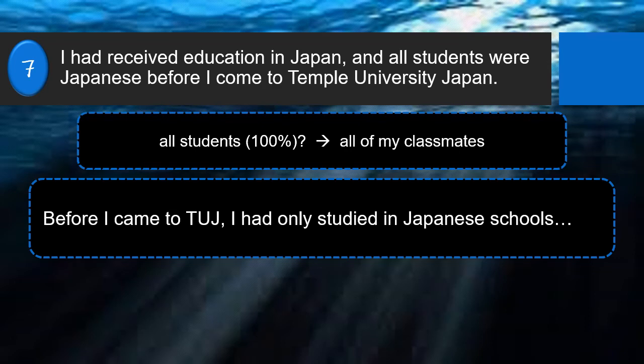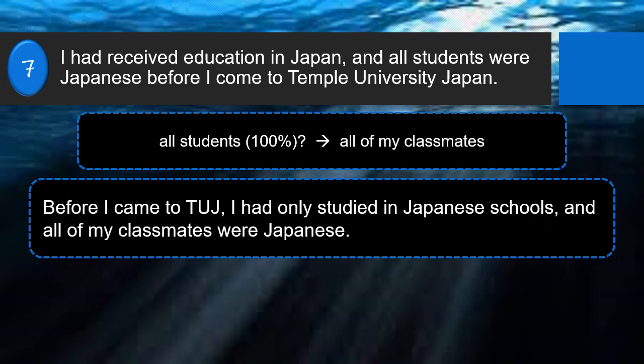Now, all students were Japanese. 100%? Is this like 100% of all the students in all the schools that you went to? How about make it more personal, all of my classmates? You say I went to Japanese schools, so it's already personal. Before I came to TUJ, I had only studied in Japanese schools, and all of my classmates were Japanese. Also, notice, I didn't mention this before I came to TUJ. Past tense. Everything is past. Verbs must match.